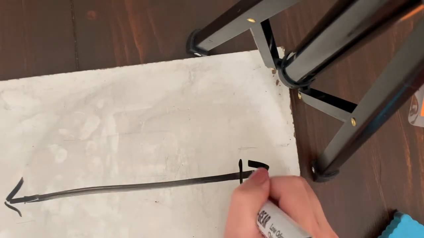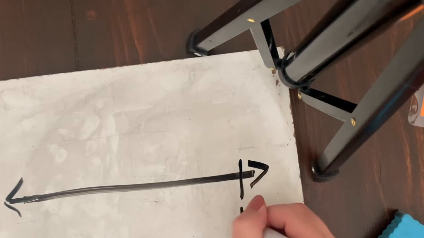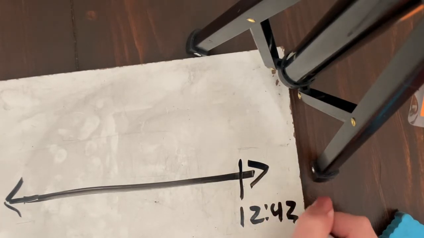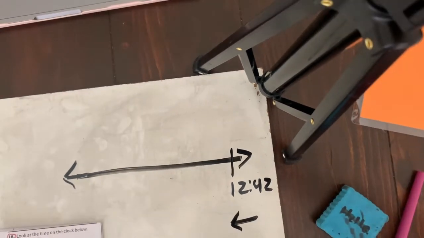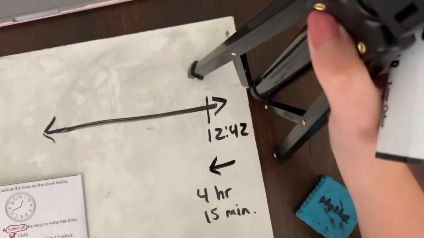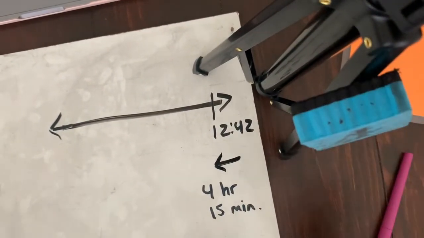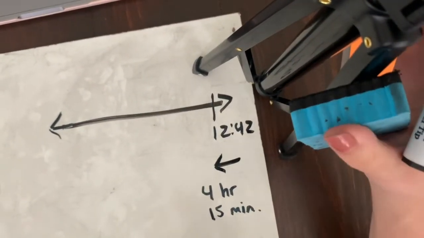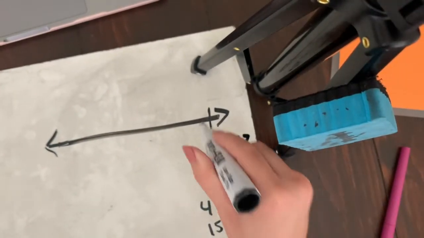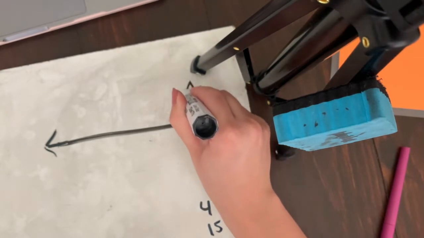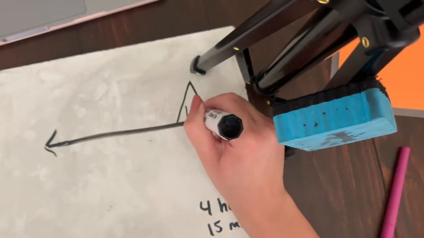And I'm starting here at 12:42, and I need to go backwards 4 hours and 15 minutes according to my directions, okay? Okay, so I'm gonna first do my mountain. So I'm gonna do a mountain backwards. Remember, we're counting backwards, so don't get mixed up.